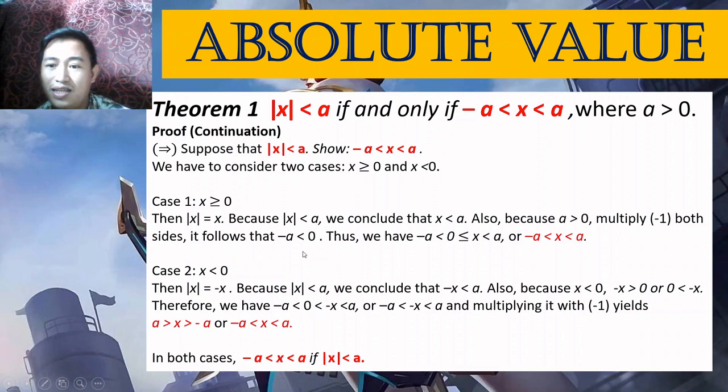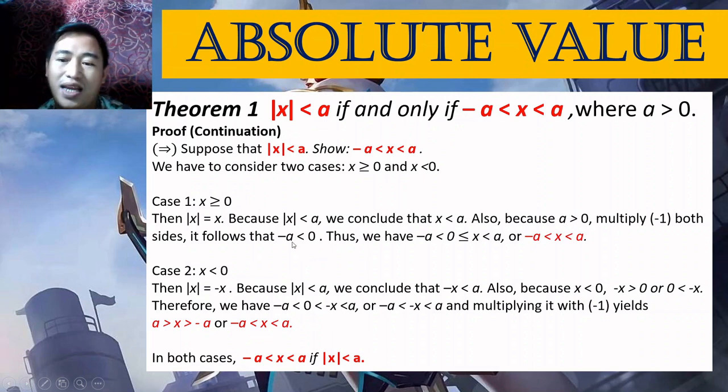Tama, class? Positive man ang a. So, ang negative a niya nga sign kay less than 0. Thus, we have, di ba, si negative a kay less than 0, nya ang 0 class kay less than or equal to x na siya.